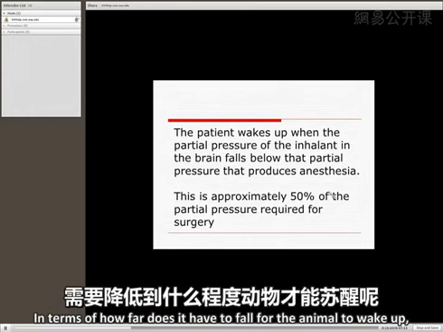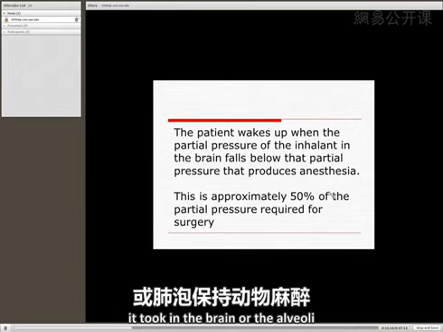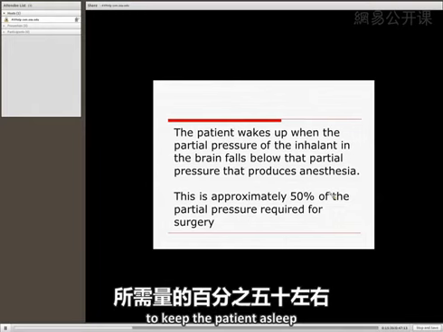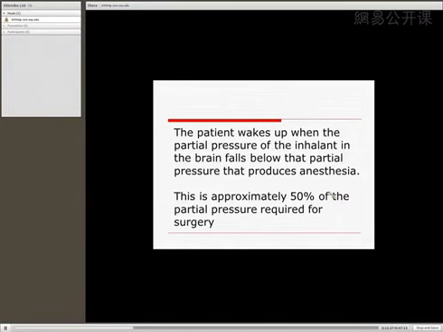In terms of how far it has to fall for the animal to wake up, it's somewhere around 50% of the amount it took in the brain or the alveoli to keep the patient asleep. That is the point at which the animal is going to wake up. We'll develop that a little bit more.